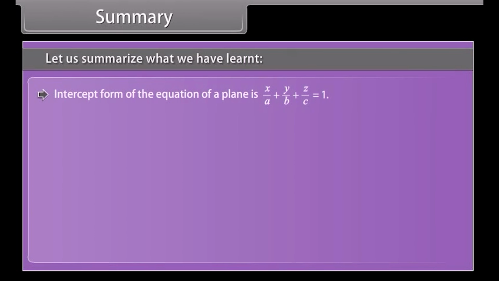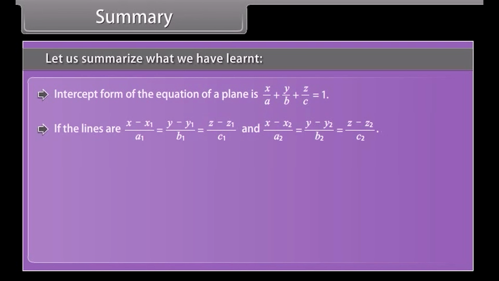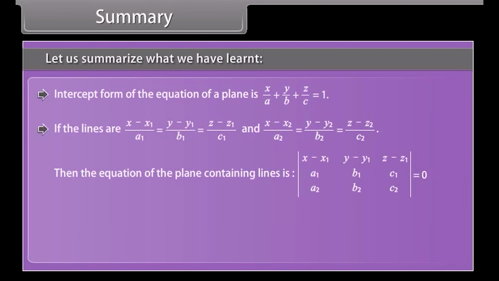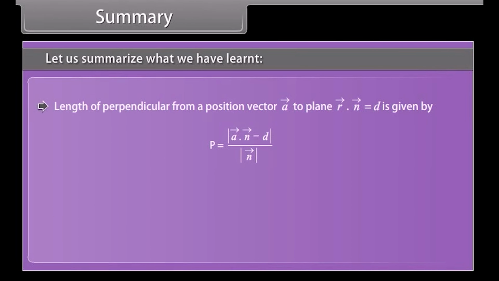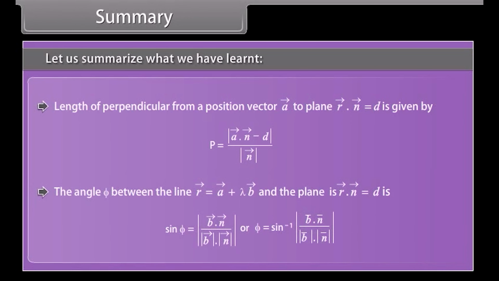Intercept form of the equation of a plane is given by. If the lines are given, then the equation of the plane containing the lines is. If theta is the angle between two planes, then theta can be written as. The length of perpendicular from a position vector A to the plane is given by, and the angle phi between the line and the plane is.